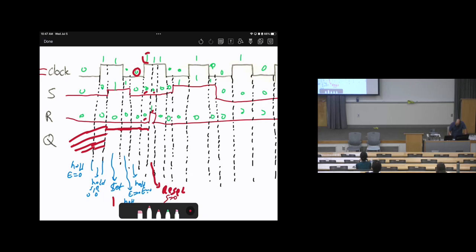Because S equals 0, R equals 1, and enable equals 1, so we are in reset. Then here, enable is still 1, and looking at 0, 0, we are on hold, therefore it will remain 0, right? After that, the enable is 0, and for the whole period enable is 0, these two periods, it will remain zeros, without looking at what's inside S and R.